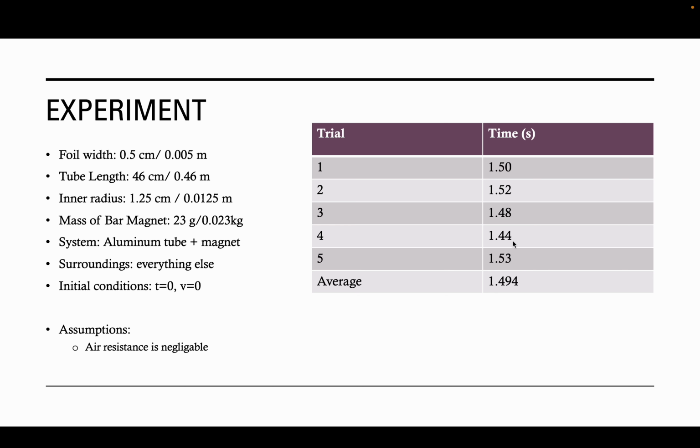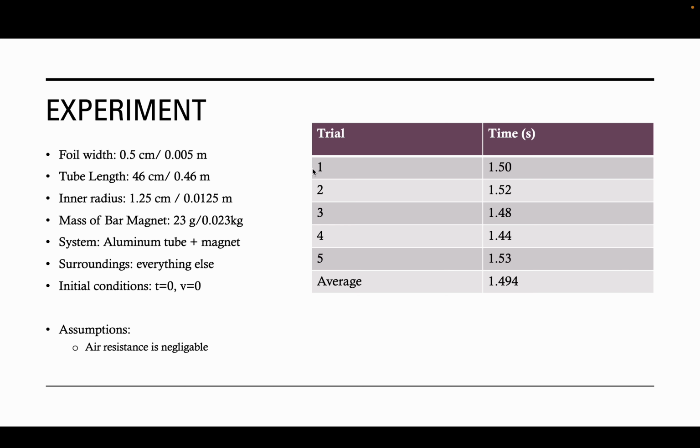Okay, so our experiment. The foil width is 0.5 centimeters. The tube length is 46 centimeters. The inner radius of our tube is 1.25 centimeters. The mass of our bar magnet is 23 grams. Our system that we're going to be looking at is the aluminum tube plus the magnet, and then the surroundings, everything around it. Our initial conditions, we're going to have t equal to 0 and velocity equal to 0. Also, in this experiment, we're going to assume that air resistance is negligible.